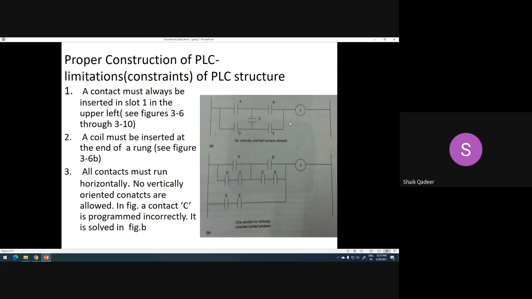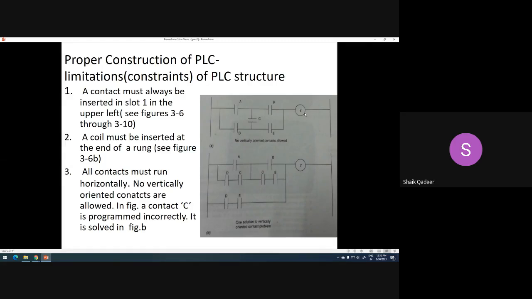Just now I told you each line is called a rung, and a coil is nothing but an output. Where can we insert this output? It must be inserted at the end of the rung, or at the end of the line. You see, Y is representing a coil, or an output. Y is the only output in this particular line, right? Already I told you there can be only one output in each line. There can be many inputs, or many contacts, in each line, but only one output in each line. And that output must be inserted at the end of the rung.